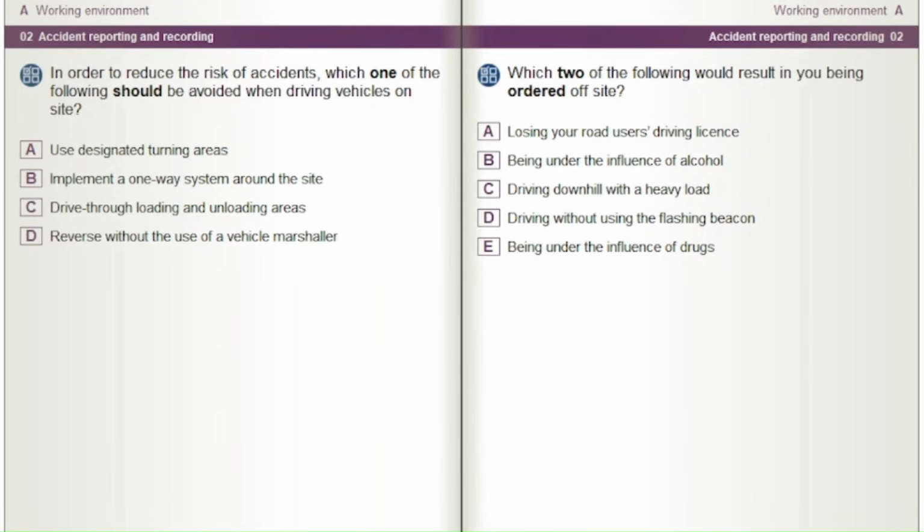In order to reduce the risk of accidents, which one of the following should be avoided when driving vehicles on site? Use designated turning areas. Implement a one-way system around the site. Drive through loading and unloading areas. Reverse without the use of a vehicle marshaller.